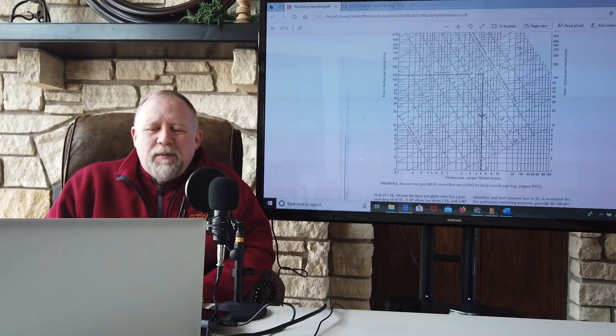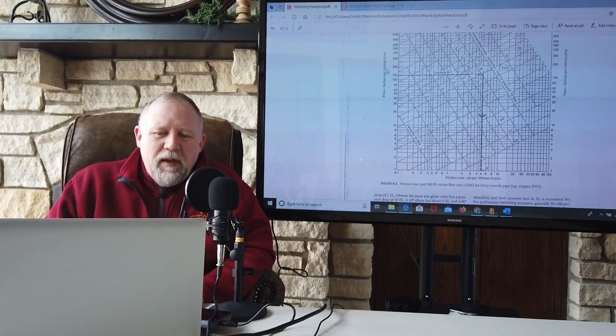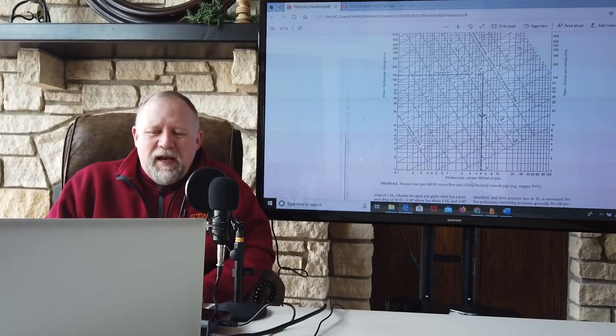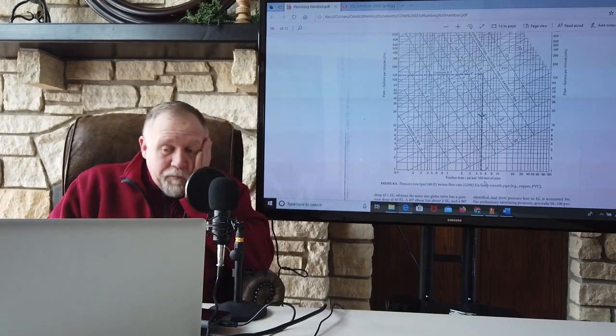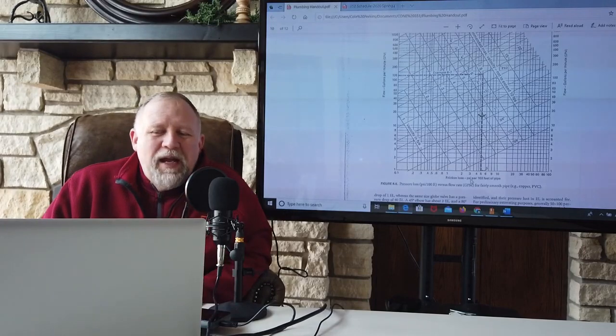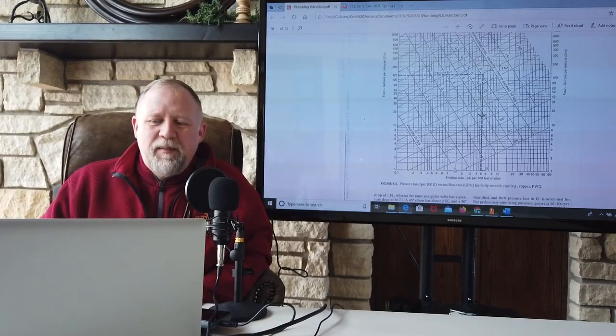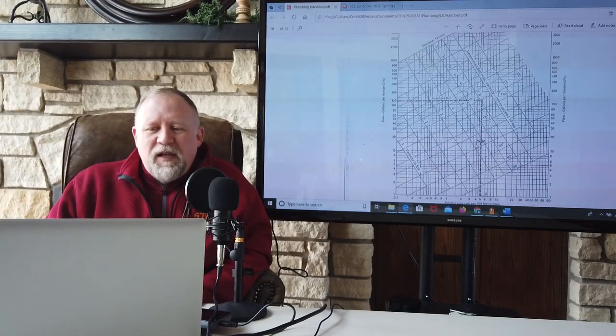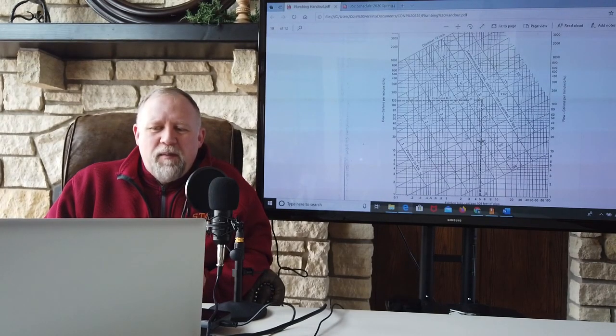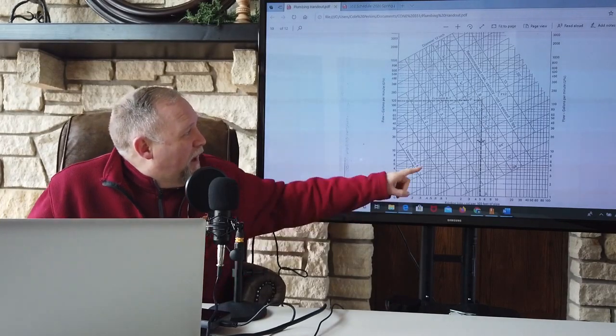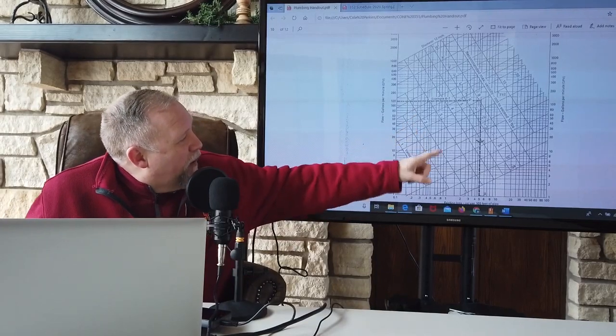This gives us the possible combinations of pipe size, fluid flow in gallons a minute, and friction loss in PSI per 100 feet of pipe. The proper way to use this is to understand the limitations. First off, the maximum velocity that we should have in a domestic water pipe is going to be 8 feet per second. 8. So find that on your graph there.